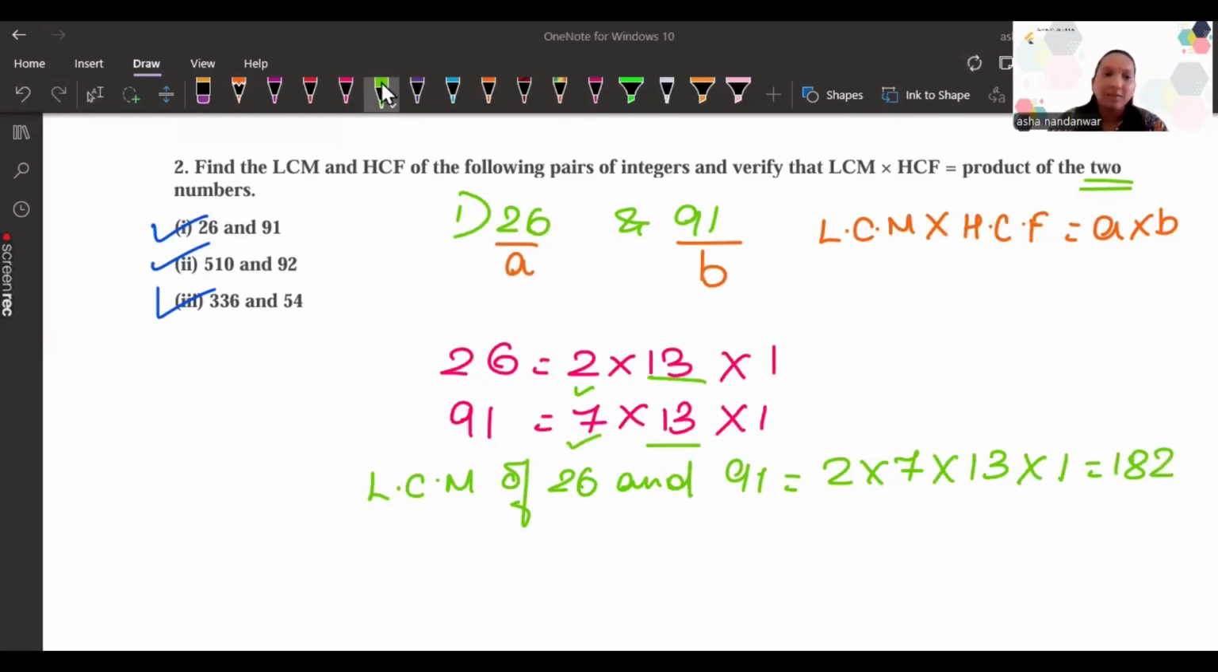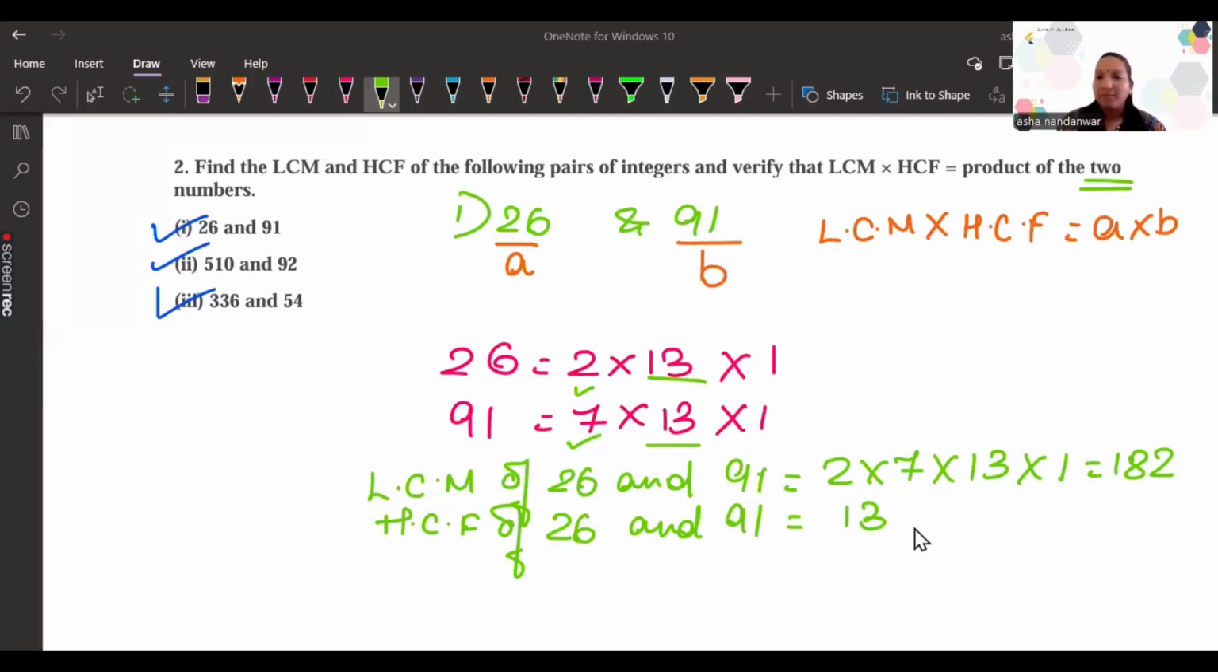Now let's find the HCF. What is HCF? How to find the HCF of the numbers? HCF of the numbers 26 and 91. HCF is nothing but the common factor, the highest common factor. So there is only one common factor here, which is 13. So HCF of the numbers is 13.